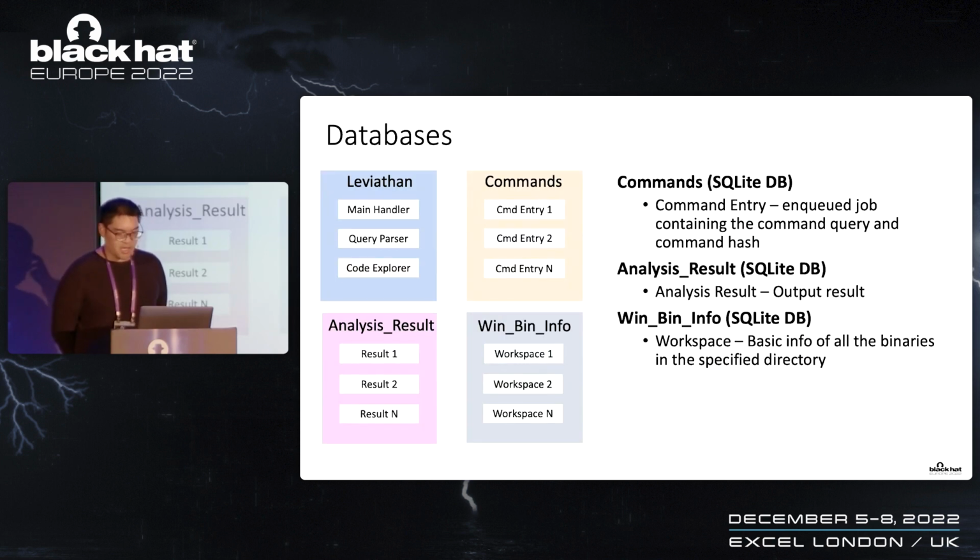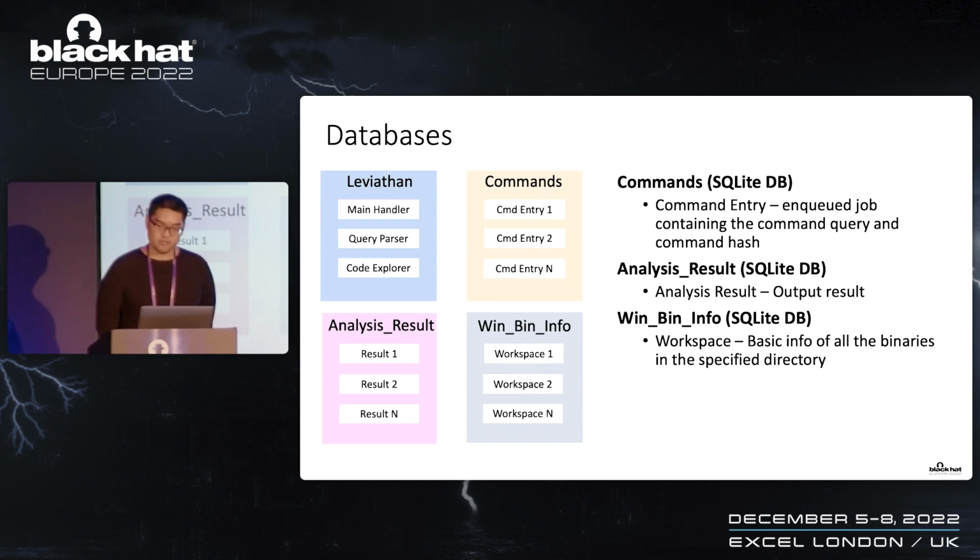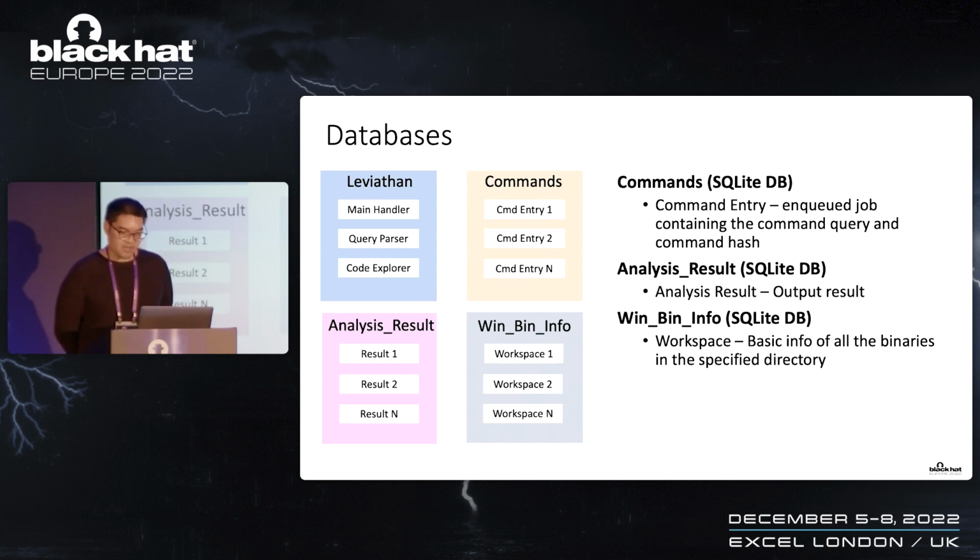In addition to the aforementioned code bases, we have three databases. Command database is used to enqueue jobs. It's from this database that our handler will fetch the command query based on the command hash and do the work. Analysis result, as you may have guessed, is used to store the result. The result of each job is stored as a table. This allows quicker lookup if the query has already been executed before. WinBin info contains a workspace that stores the basic information of the binaries that the user wishes to query.